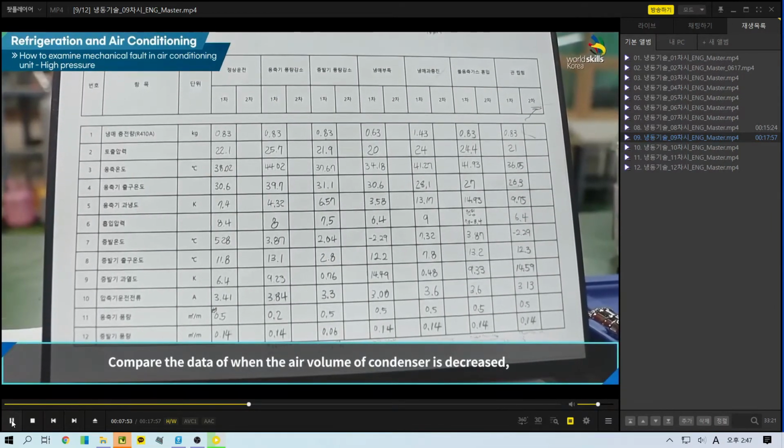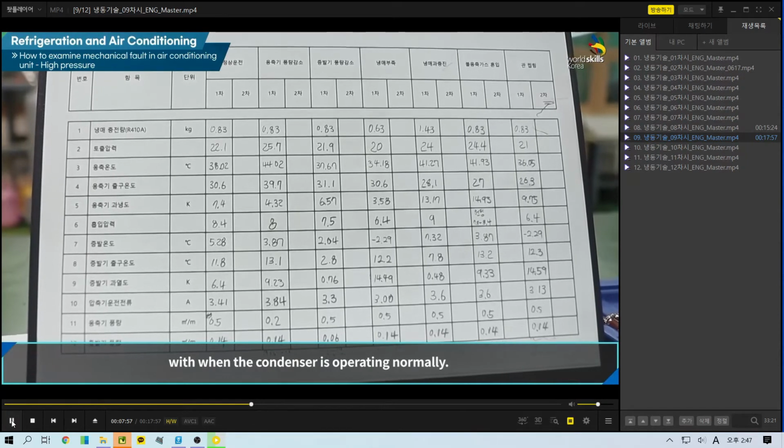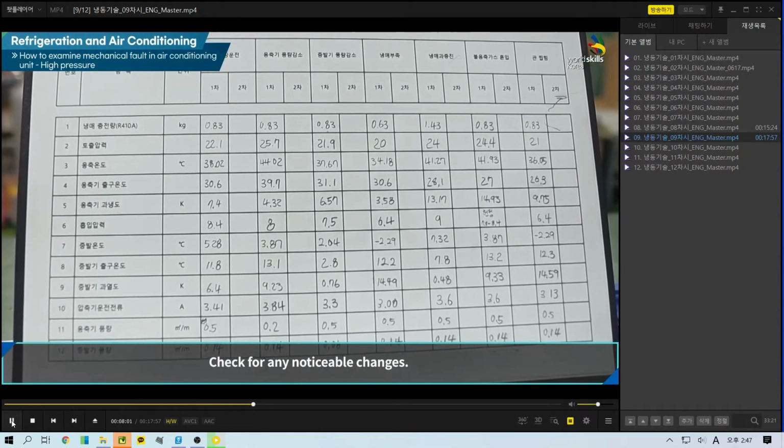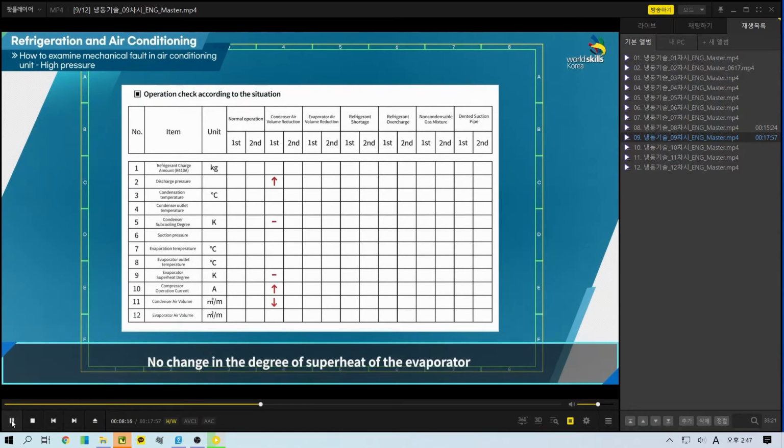Let's compare the data of when the air volume of the condenser is decreased with when the condenser is operating normally. Check for any noticeable changes. Increase in discharge pressure. Increase in compressor operating current. Decrease in air volume of the condenser. No change in the degree of supercooling of the condenser. No change in the degree of superheat of the evaporator.